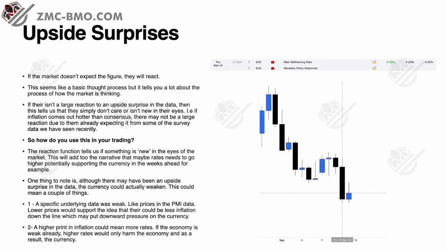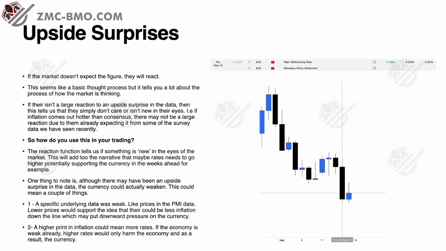Upside surprises. If the market doesn't expect the figure, obviously it will react. This seems like a basic thought process, but it tells you a lot about how the market is thinking. If there isn't a large reaction to an upside surprise in the data, then this tells us that they simply don't care, or it isn't news, or new news, in their eyes. I.e., if inflation comes out hotter than consensus, there may be no large reaction due to them already expecting it from some survey data we have seen recently.